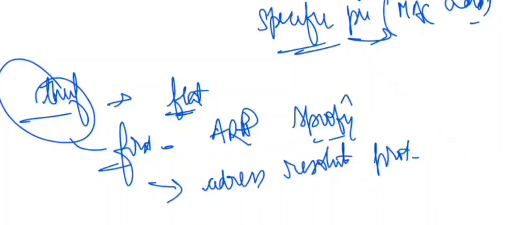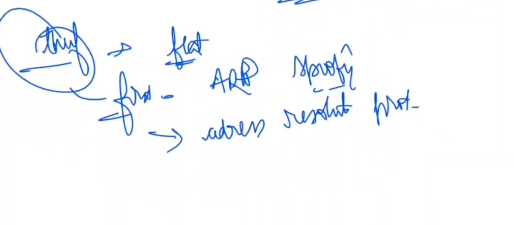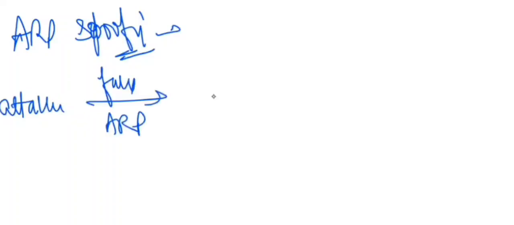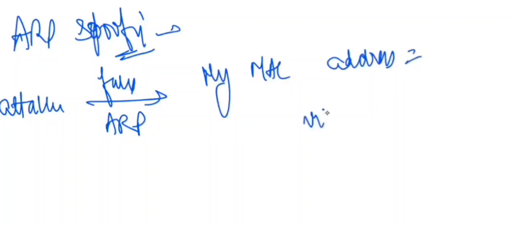In ARP spoofing, the attacker sends a fake ARP message. So what happened? Suppose this is the attacker, and he sent the fake ARP message and says, hey network, my MAC address is equal to victim IP address. He says that my MAC address is equal to victim IP address.